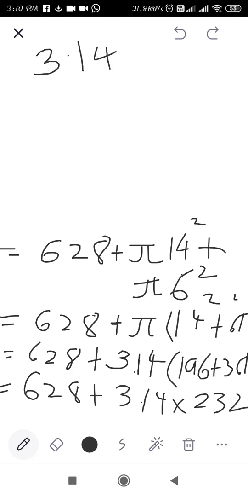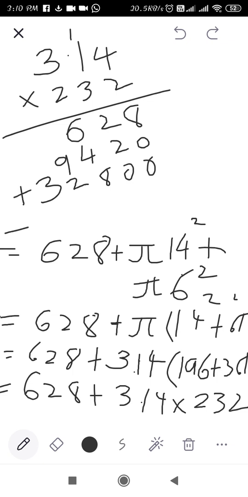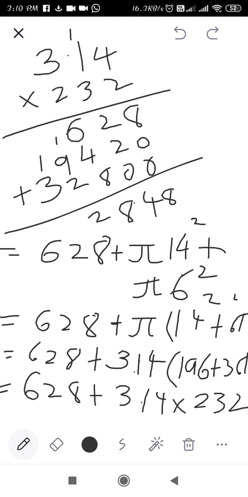3.14 into 232. 4 twos are 8, 2 ones are 2, 3 twos are 6. 4 threes are 12, so 2 you will write here, 1 carry, 3 ones are 3 plus 1, 4. 3 threes are 9. 4 twos are 8, 2 ones are 2, 3 ones are 3. Now we'll add all these values. 8, 4, 18, 12, so you will write 2, 1 carry, 3 plus 1, 4. So you got the answer as 72848.